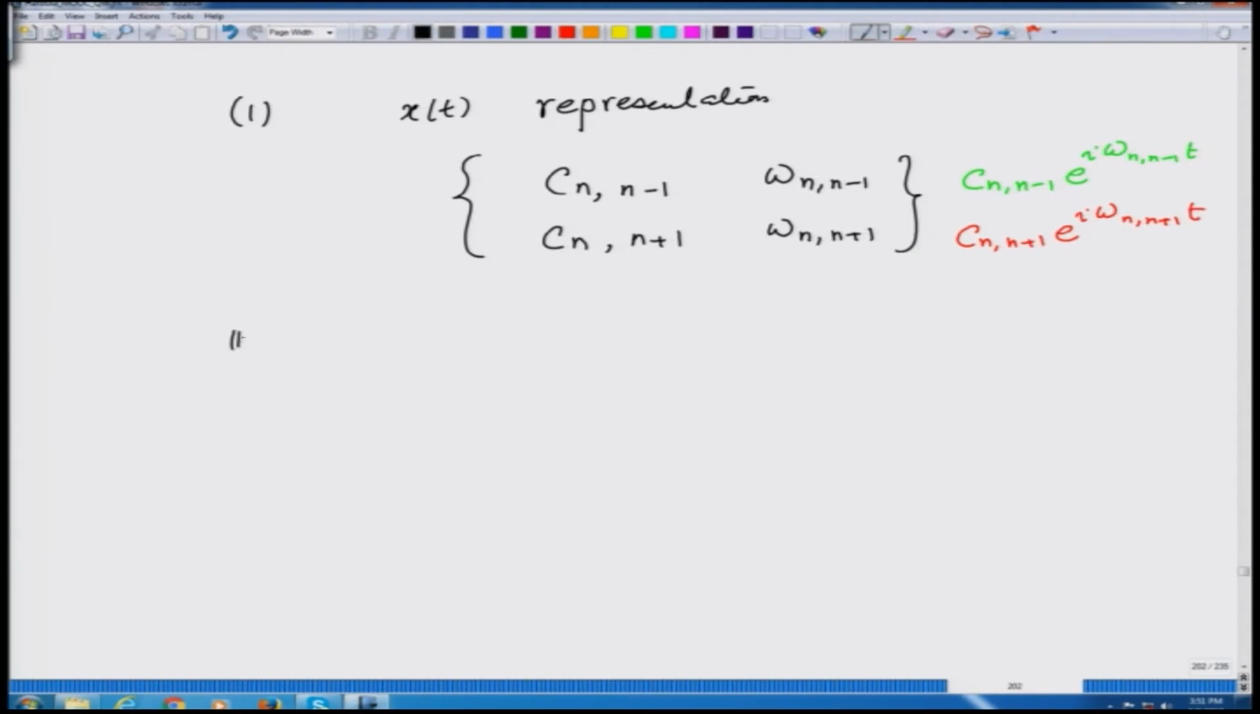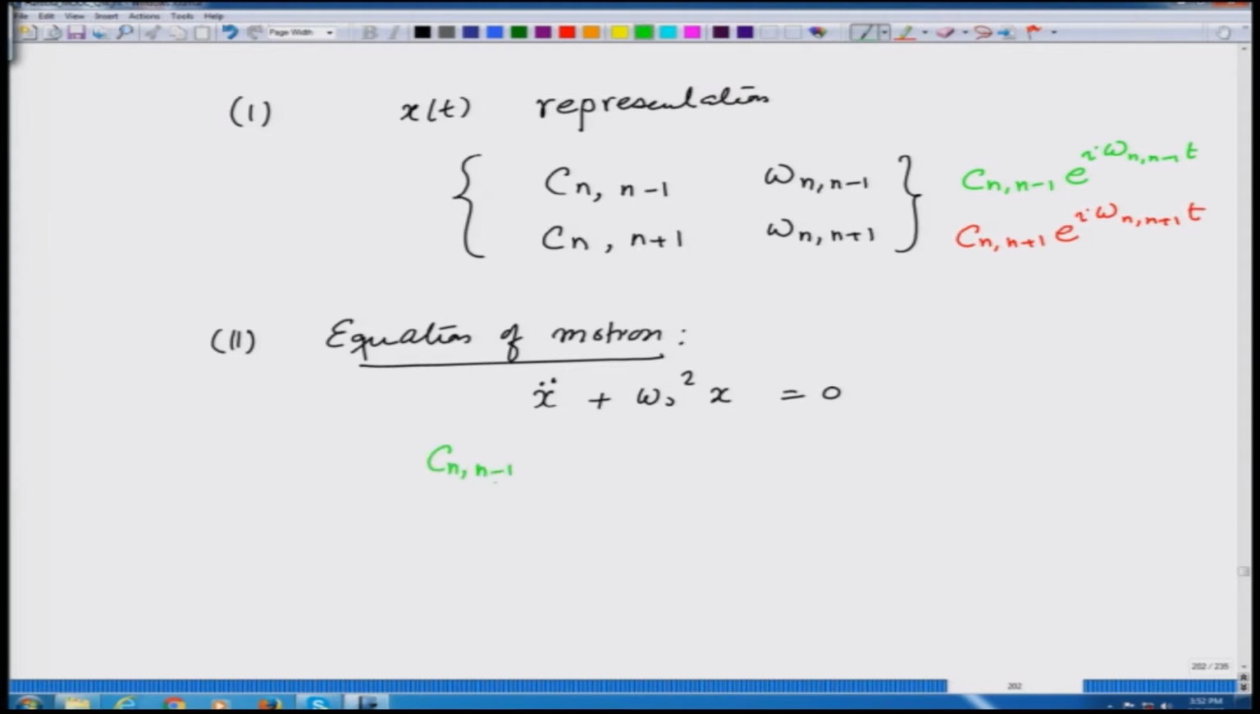Number 2, equation of motion is the same as the classical equation of motion, which says that x double dot plus omega naught square x is equal to 0. Let us substitute for one of the components. So I am going to get, for example, for the C_{n,n-1}, minus omega_{n,n-1} square plus omega_0 square times C_{n,n-1}, outside I am going to have e^{i omega_{n,n-1} t} is equal to 0, and this immediately gives me that omega_{n,n-1} is equal to omega_0.